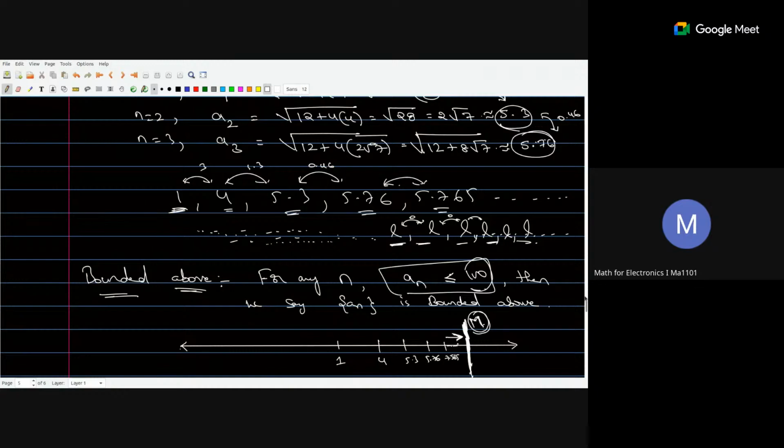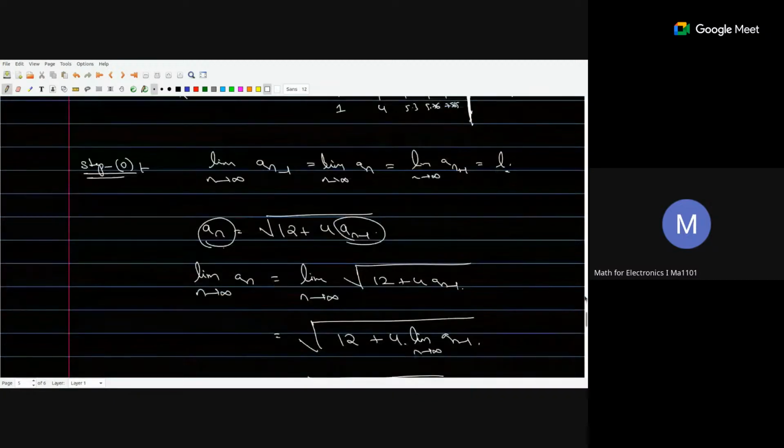You see, it started from 1 and it is going to 4, 5.3, 5.76, 5.765 and so on. It is an increasing function. Slowly it is increasing and it is going to some value L. So this L cannot be minus 2 suddenly. So it's increasing and it's greater than 1. The sequence is greater than or equal to 1. So it cannot go to minus 2.